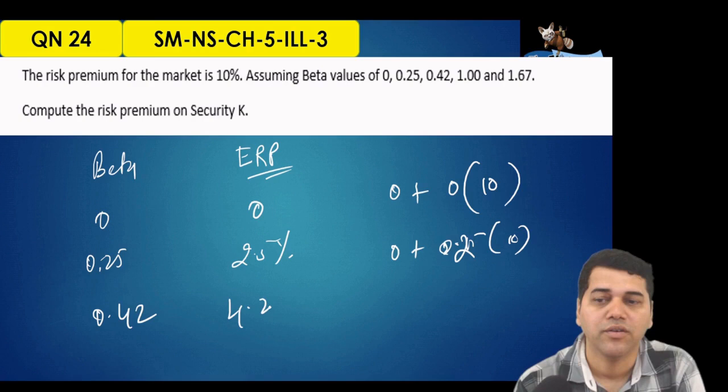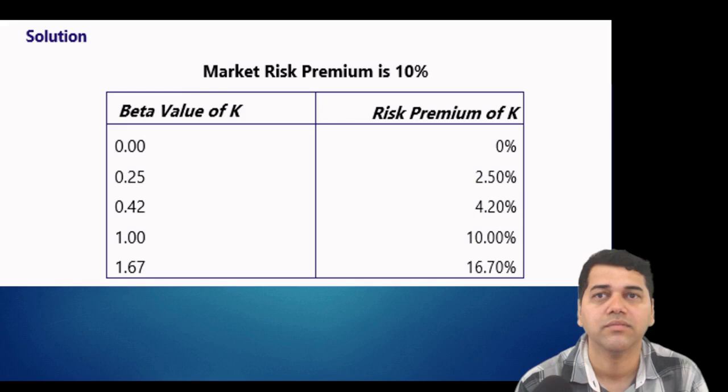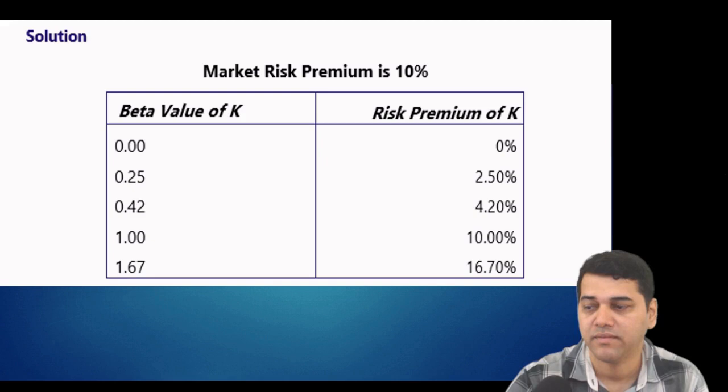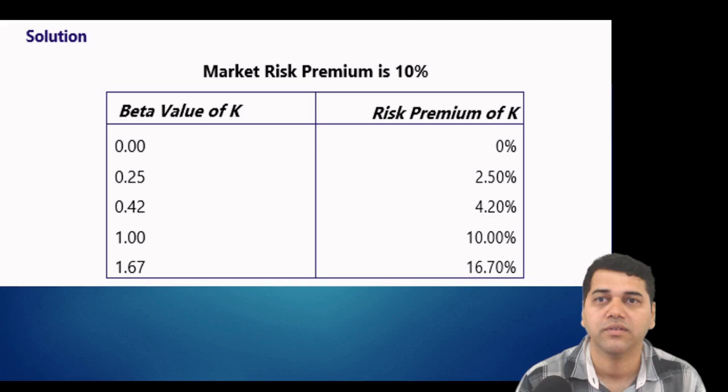0.42 means 4.2%. Now understood, no? 1 means 10%. That means when your beta is 1, it will move exactly in line with the market. Then what you can expect is what the market is going to give you. And unsystematic risk is gone because you are diversified. Actually these are not beta calculations. Probably I might shift it to the later part also. These are all capital asset pricing model problems. Understood, no? No confusion there.